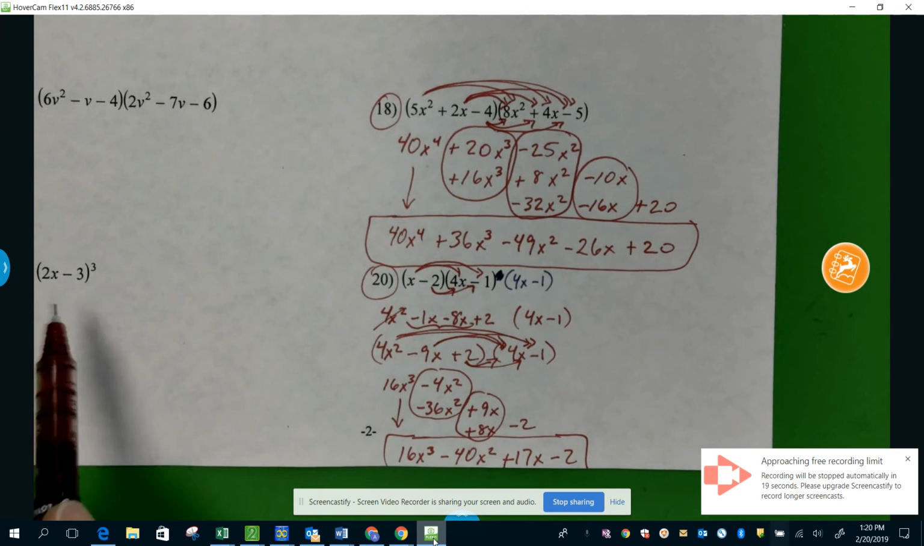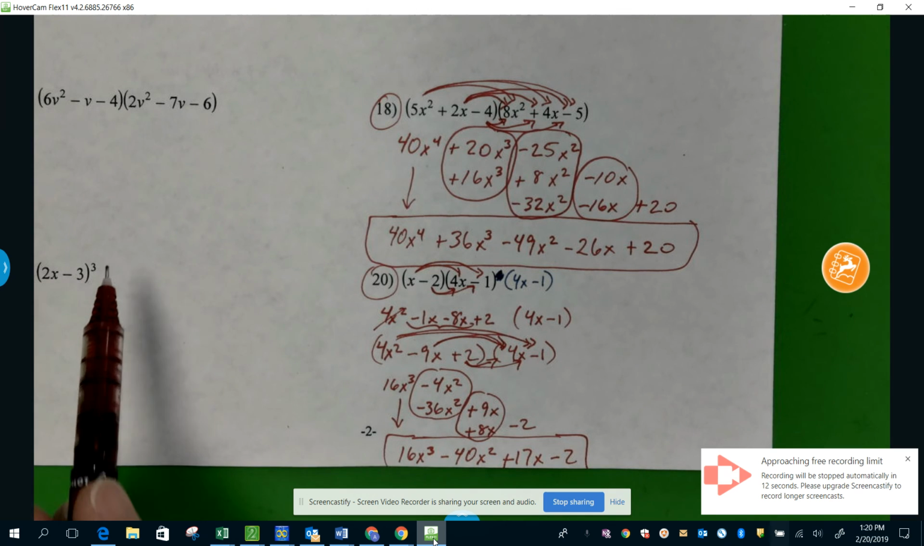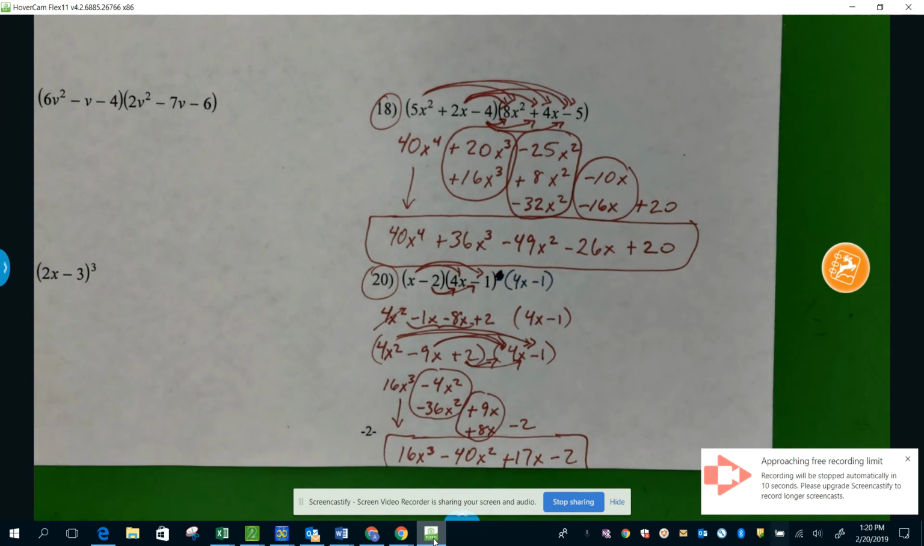Okay. So disclaimer on number 19, when it says 2x minus 3 cubed, I want you to write 2x minus 3, 2x minus 3, 2x minus 3. Write it out three times. Distribute the first two together. Whatever that gives you when you clean it up, distribute that with the last one.